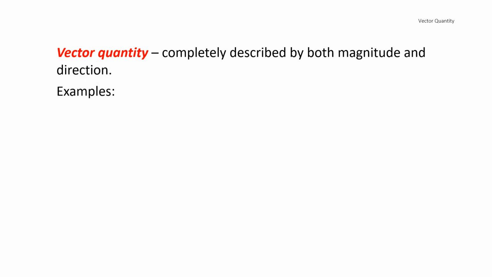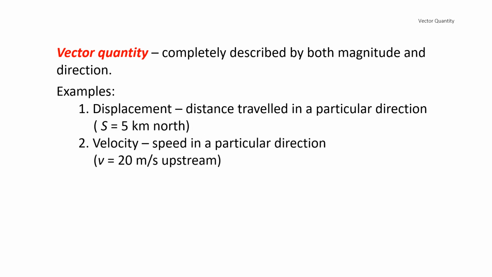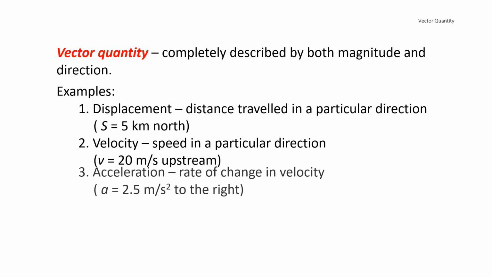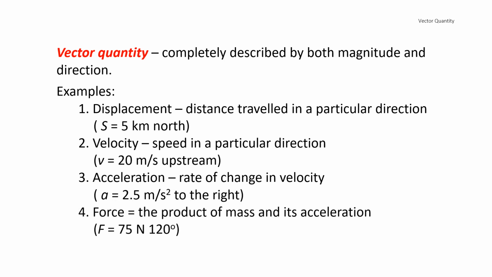Examples of vectors are displacement, 5 kilometers north. Velocity, sample measure is 20 meters per second upstream. Acceleration, sample measure is 2.5 meters per second squared to the right. And force, sample measure is 75 newtons, 120 degrees.